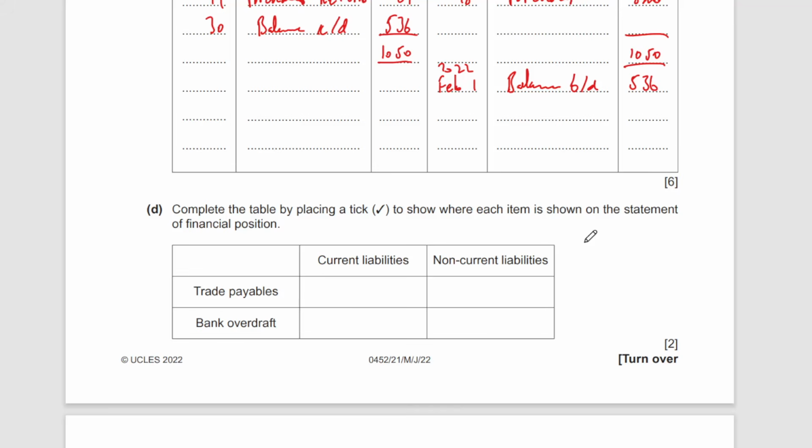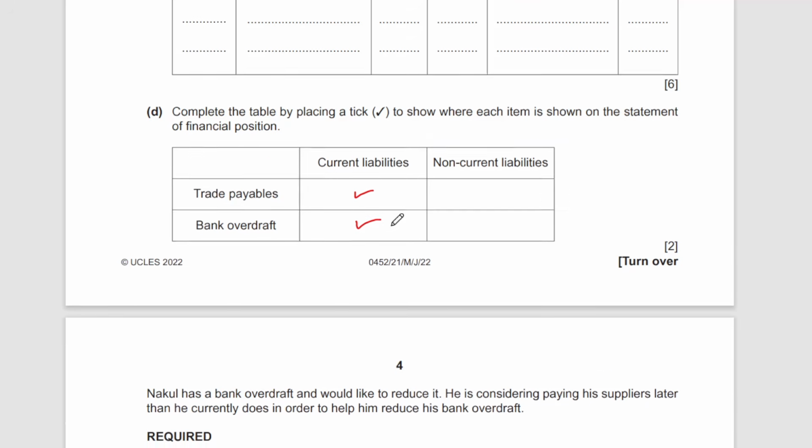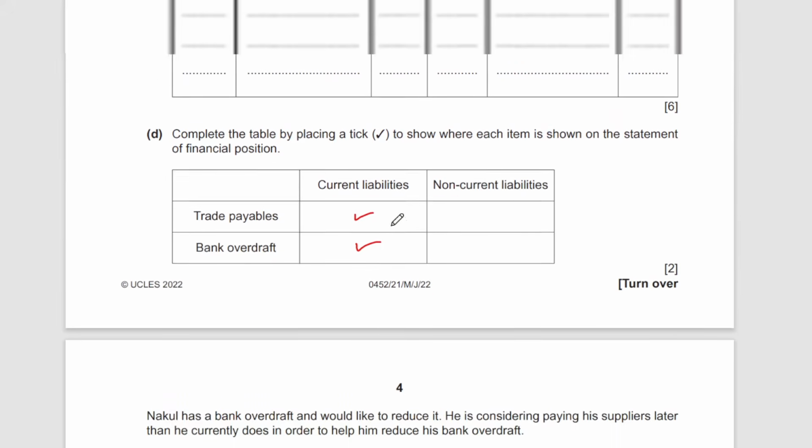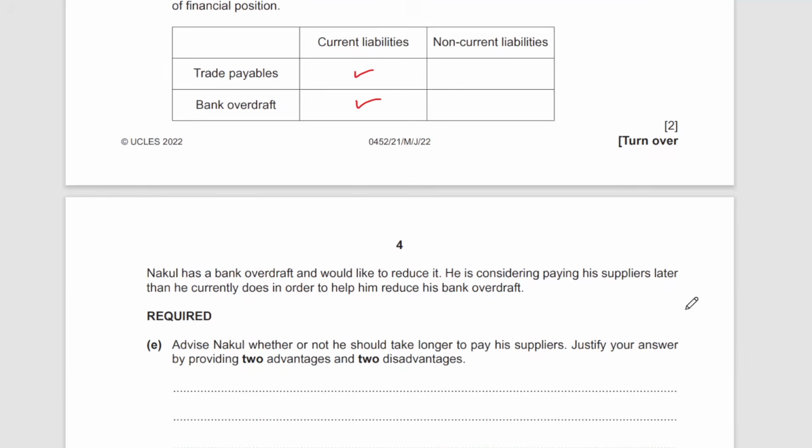Complete the table by placing a tick to show where each item is shown on the statement of financial position. Now that actually is a joke, right? For someone who's studied the basics of accounting, that's a joke. That's a laughing matter, right? Trade payables is of course a current liability and bank overdraft is the same. That should make you laugh, right? If it doesn't, then it's a cause of concern. Like you can't take this seriously. This is a joke of a question, isn't it? It's 2 marks. It's a gift.